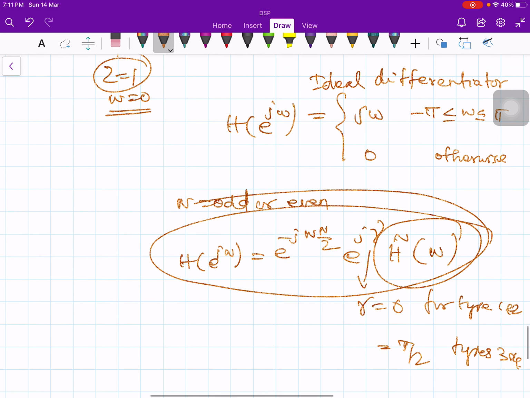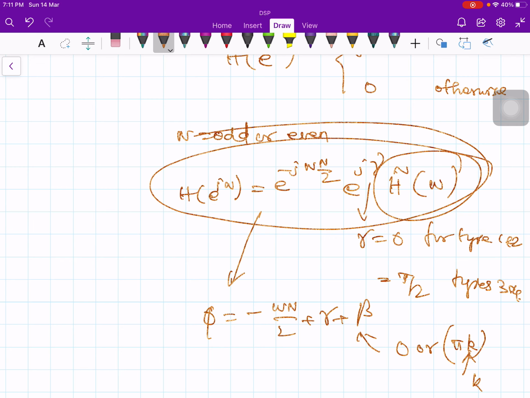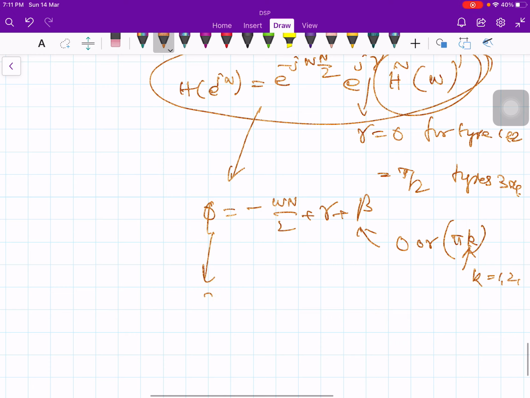and this is the most general form of linear phase FIR filter. So in this case, phi is equal to minus omega times N by 2 plus gamma plus beta, and this beta can be 0 or an integral multiple of pi, where you multiply by k, and k can take 1, 2, 3 and so on. Therefore, the group delay tau g of omega is still N by 2. Whether capital N is even or odd doesn't matter, the delay is like this.